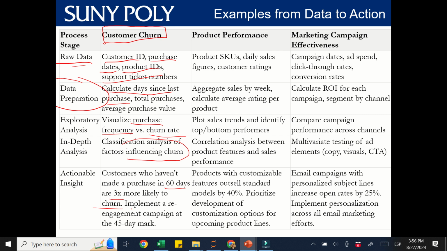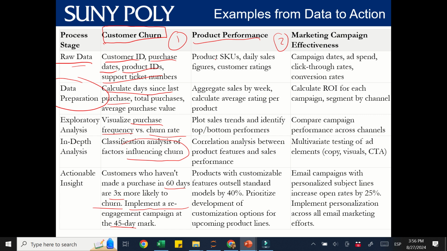Therefore, if something like that happens, the solution for them is to implement a re-engagement campaign at the 40-day mark. So after 40 days, 45 days without a purchase from that specific customer, they will maybe offer a discount or call that customer and avoid that customer to churn. Okay, so that's example number 1. Let's see example number 2.